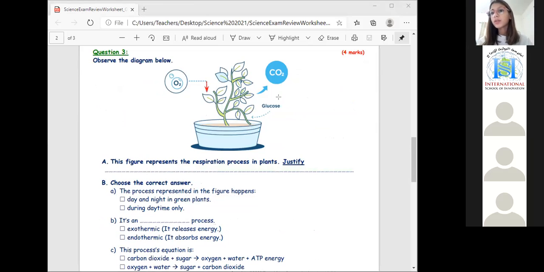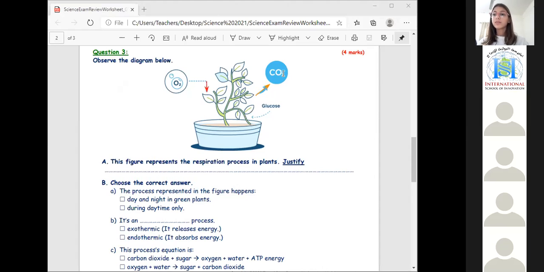O2, oxygen. And what is this plant breathing out? Carbon dioxide, CO2. Excellent. When an organism takes in oxygen and breathes out carbon dioxide, we say that this organism breathes, right?